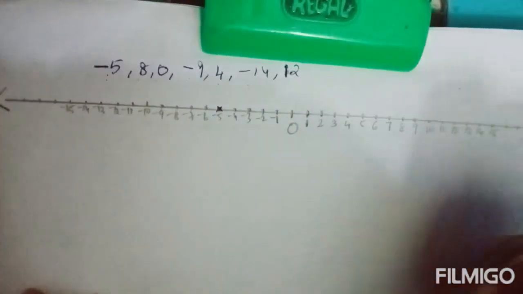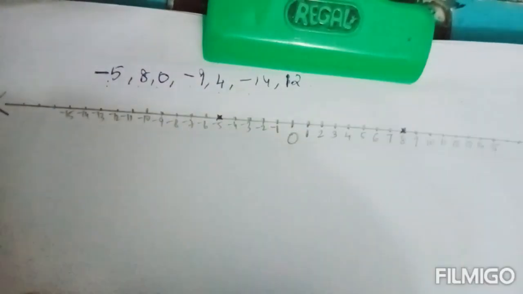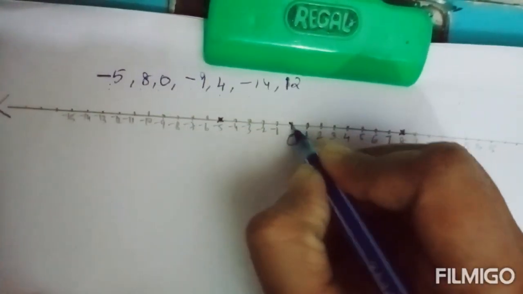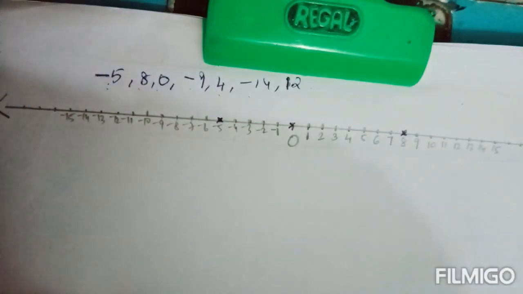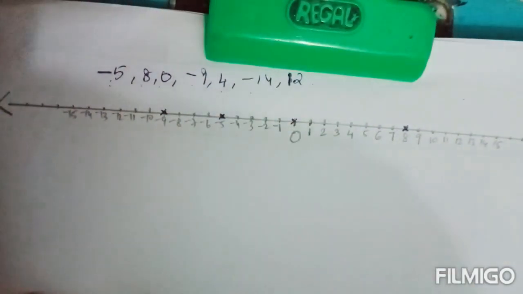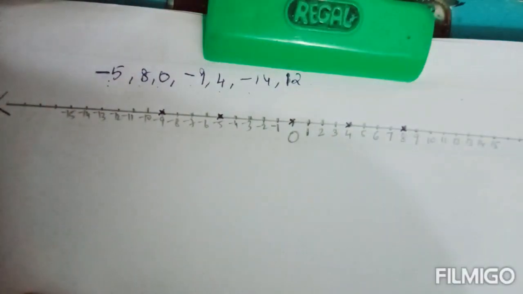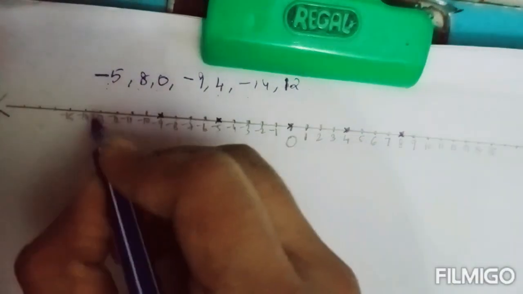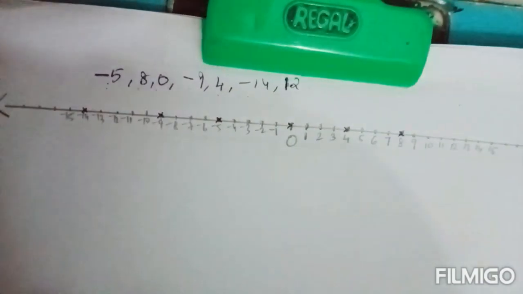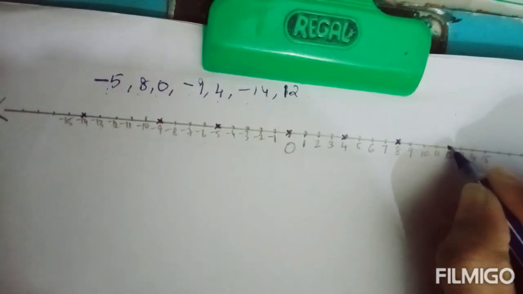Okay. Now 8. Positive 8 it is. So 8. You can see this is positive 8. Put a small cross. 0. Where is 0? Here. 0 is here. Okay. Now minus 9. So here is minus 9. Now positive 4. Here it is. Okay. Now minus 14. So minus 14 is here. This is minus 14. This point. Next positive 12. So that comes here.